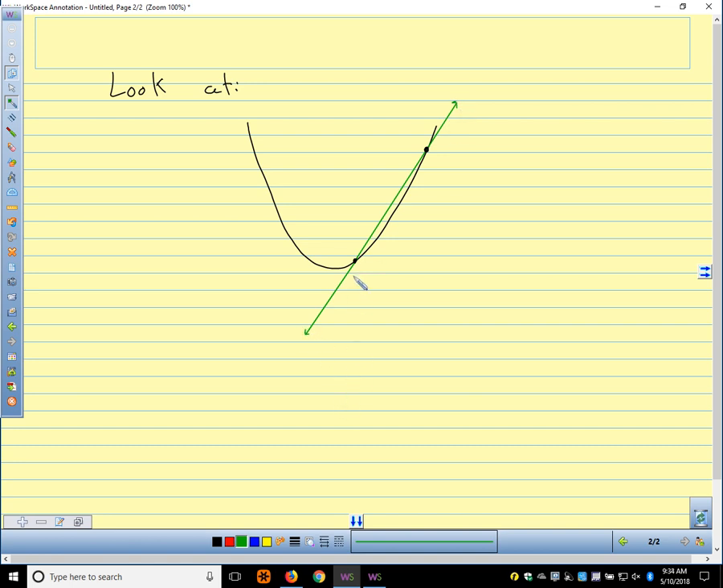And I'm going to call the coordinates of this point x and f of x. My y value is just the function value. And we're saying this curve is given to us by y equals f of x. So the y value is, we plug our x value into the function, we get the y value.